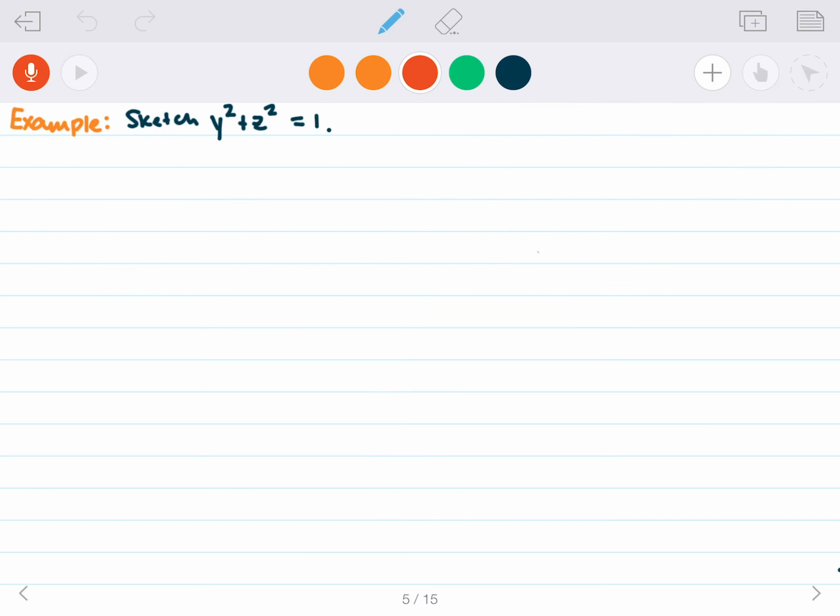All right, what about something like this? So what's your missing variable here? Your missing variable is x. So x can be anything, but y squared plus z squared is equal to 1. So this is still a circle with radius 1, but now, because x can be anything, we're projecting this thing along the x-axis.